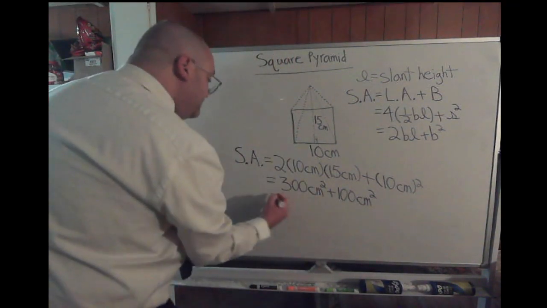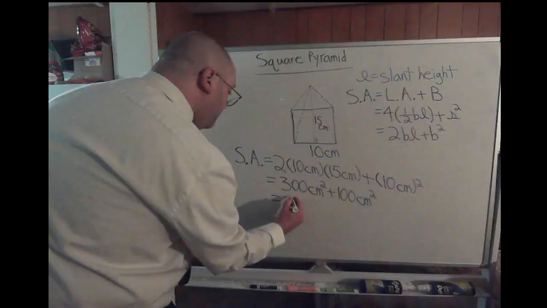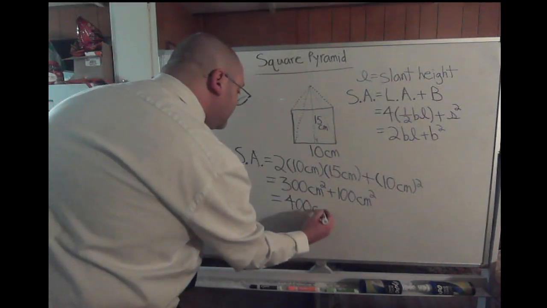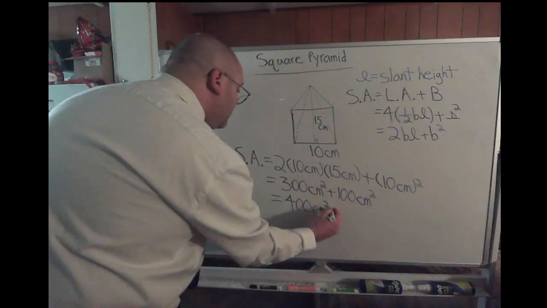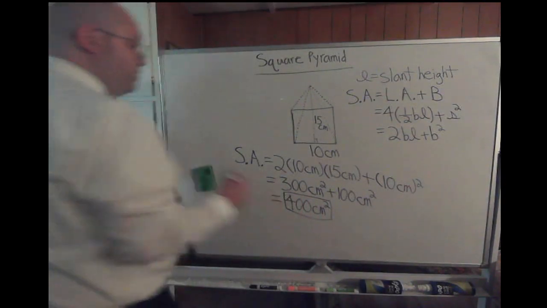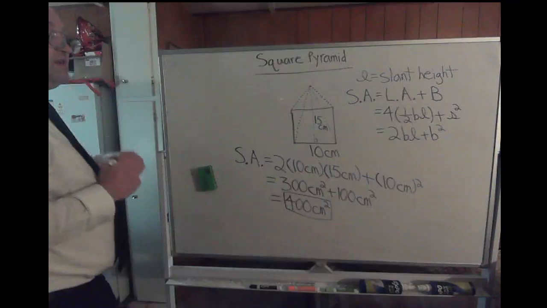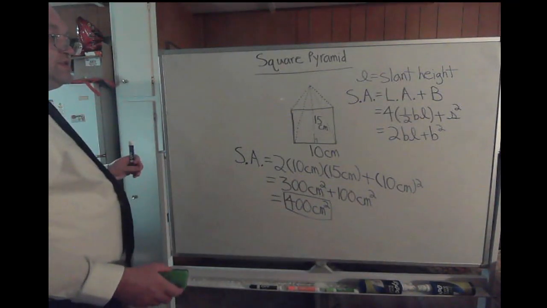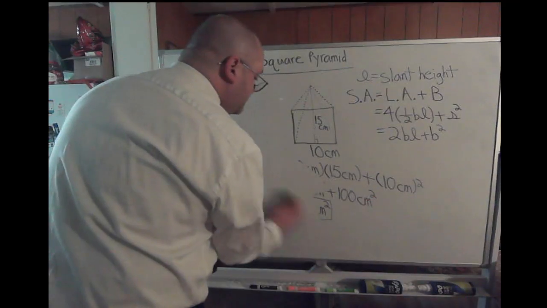Now you just got to add these two terms together. 300 plus 100, that is 400. Then centimeters squared. So the surface area of this square pyramid is going to be 400 square centimeters. That's what you would get, 400 square centimeters. And I'll do 2 more examples.